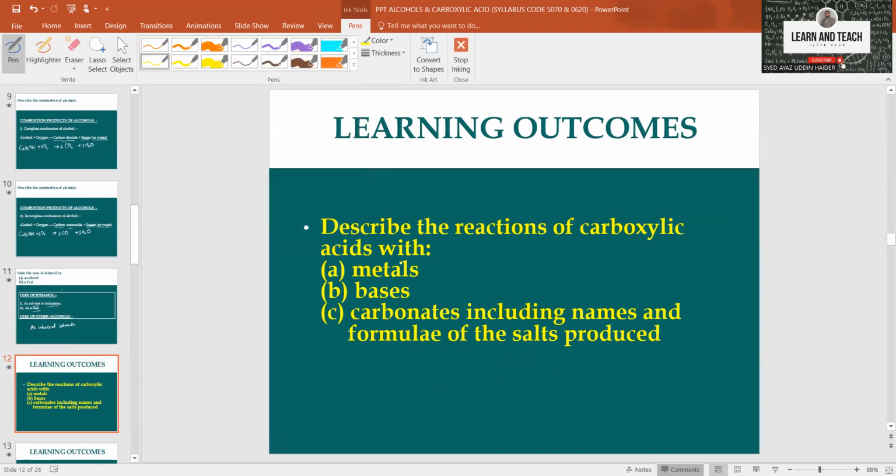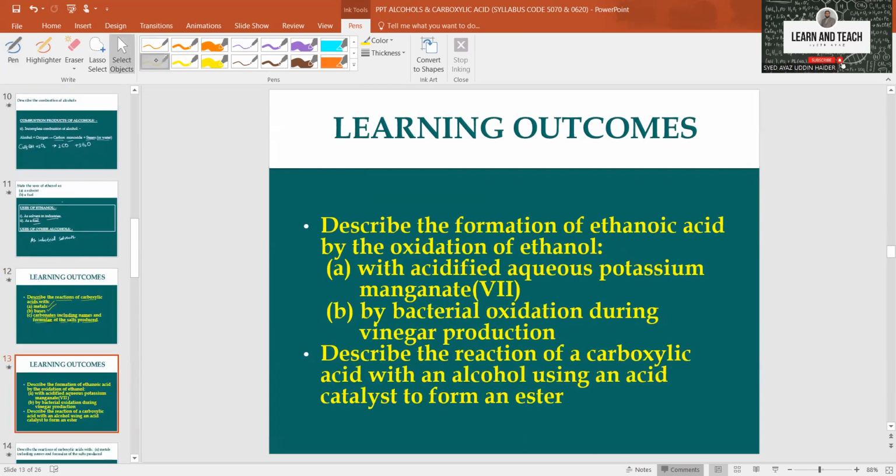Now, new learning outcomes, which are related to carboxylic acids. Describe the reactions of carboxylic acids with metals, bases, carbonates, including names and formulae of the salts produced. Describe the formation of ethanoic acid by the oxidation of ethanol with acidified aqueous potassium manganate(VII), and by bacterial oxidation during vinegar production. Describe the reaction of a carboxylic acid with an alcohol using an acid catalyst to form an ester.